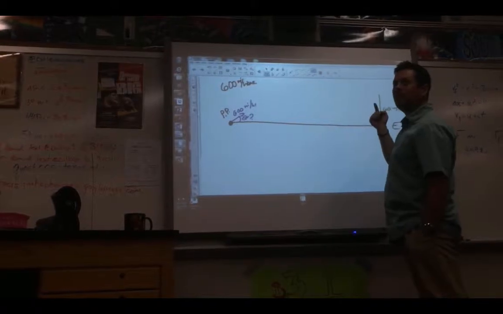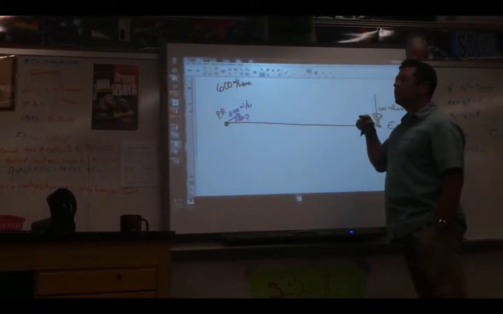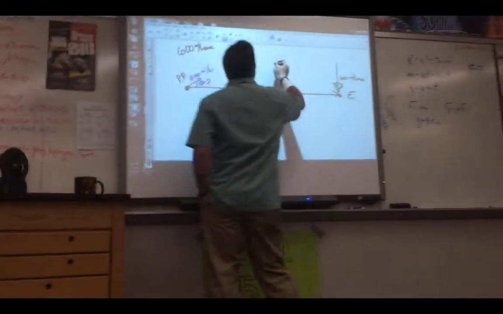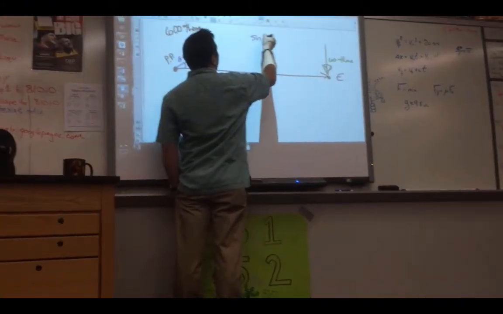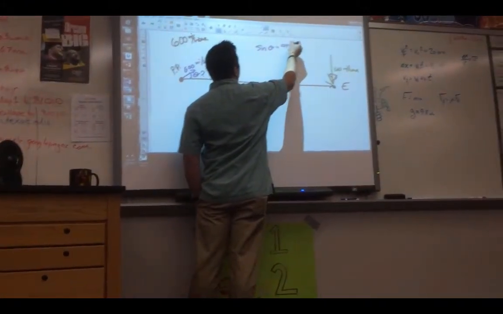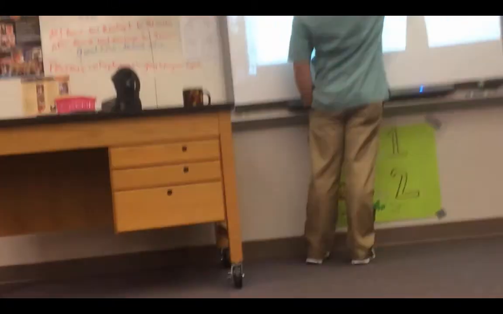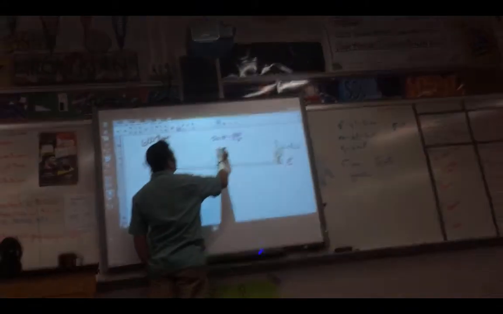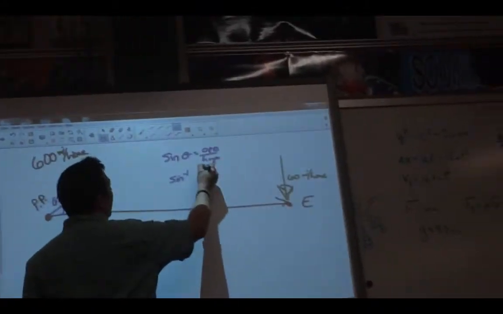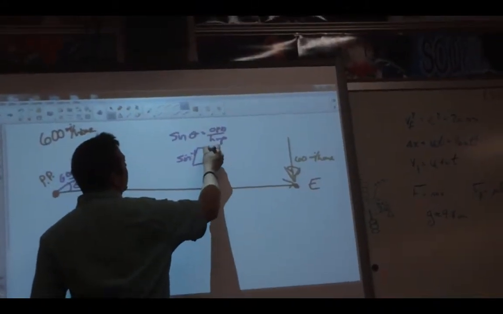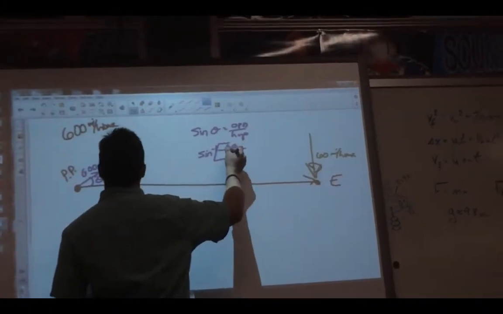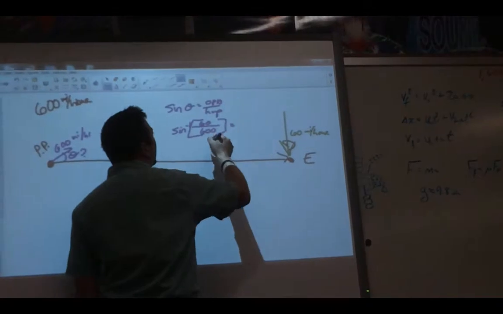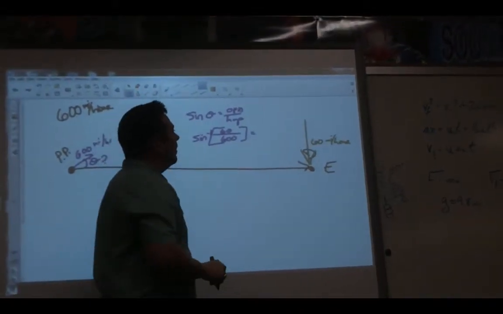So what do we use for that? Sine. So then, if sine of the angle is equal to opposite over hypotenuse, if I'm getting the angle, what do I do? Inverse sine. Inverse sine of opposite, which is 60, over hypotenuse, which is 600. So inverse sine of 0.1, and what do you get?